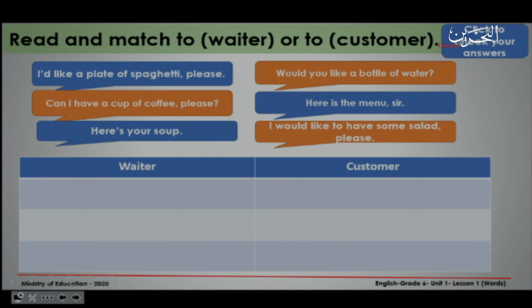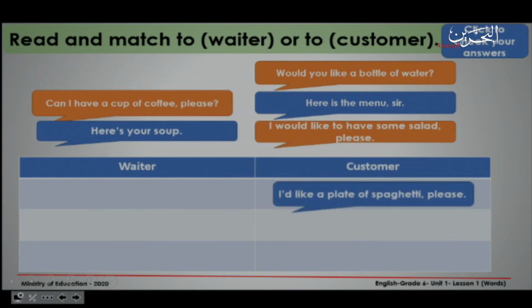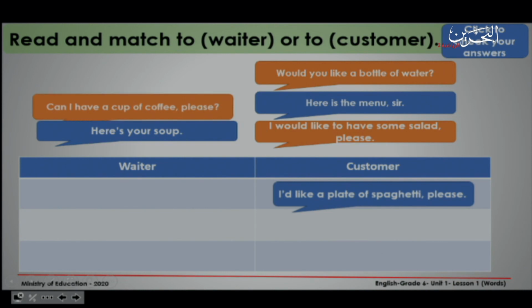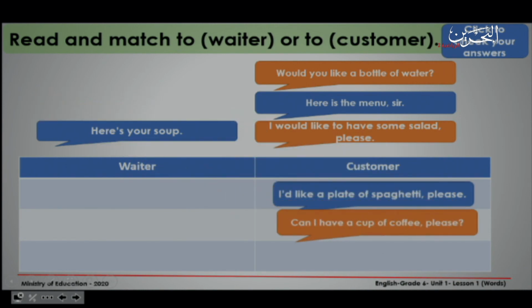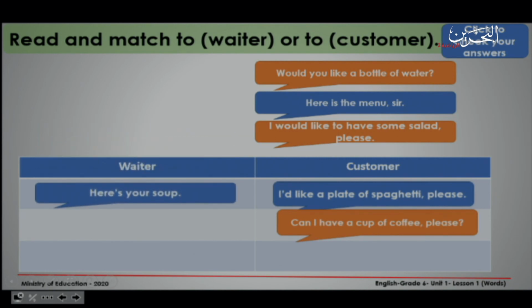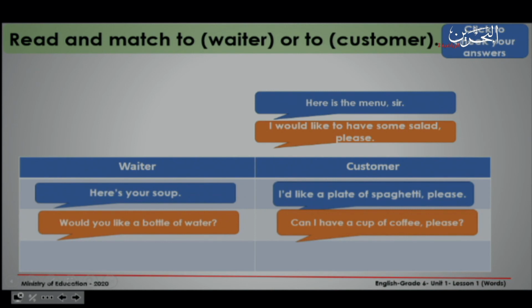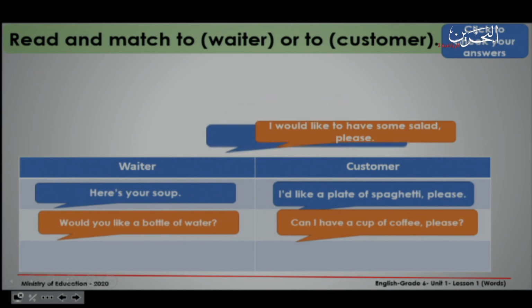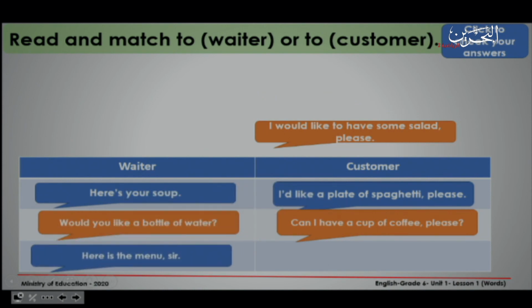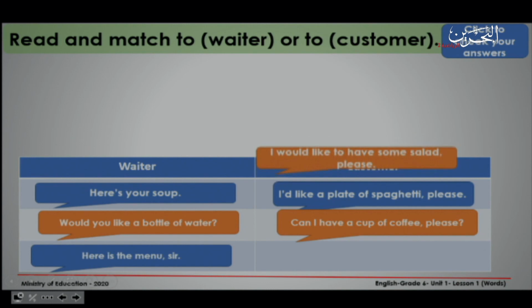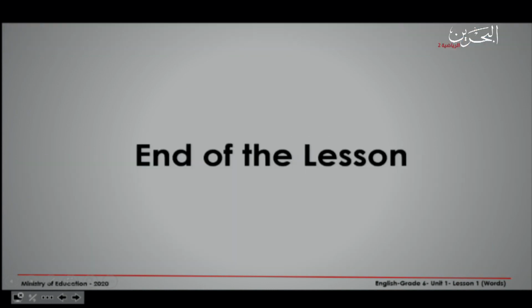Now, let's check our answers. I'd like a plate of spaghetti, please. This is the customer. Can I have a cup of coffee, please? This is also the customer. Here's your soup. This is the waiter. Would you like a bottle of water? This is the waiter. Here's the menu, sir. This is the waiter. I would like to have some salad, please. This is the customer.